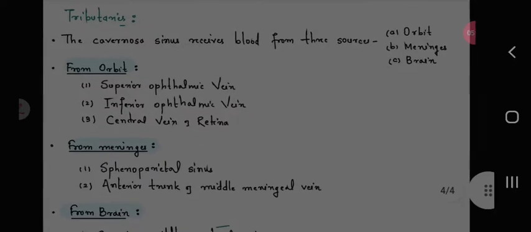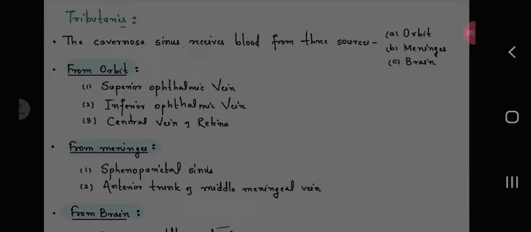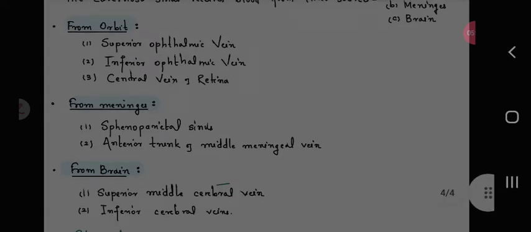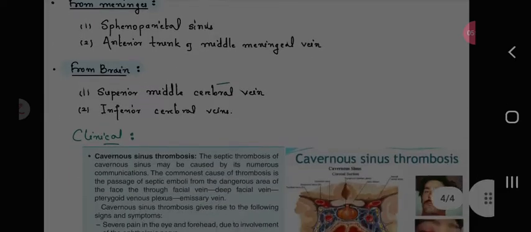Tributaries. The cavernous sinus receives blood from three sources: orbit, meninges, and brain. From the orbit: superior ophthalmic vein, inferior ophthalmic vein, central vein of retina. From the meninges: sphenoparietal sinus, anterior trunk of middle meningeal vein. From the brain: superior middle cerebral vein, inferior cerebral vein.